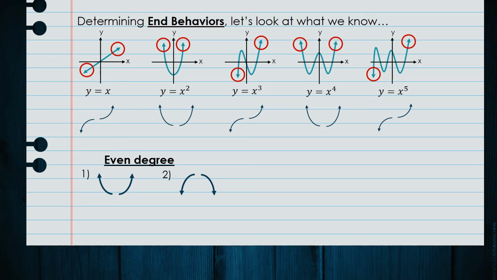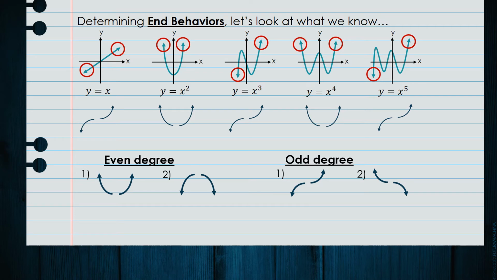Now let's look if it's an odd degree. So look at the odd exponents. Y equals x cubed, y equals x to the fifth. If they're odd, they tend to go in opposite directions. Now, if we were to have a negative coefficient, that would cause a reflection, which means from the left side, instead of it going down to up, it now would go up to down. It would reflect the directions.